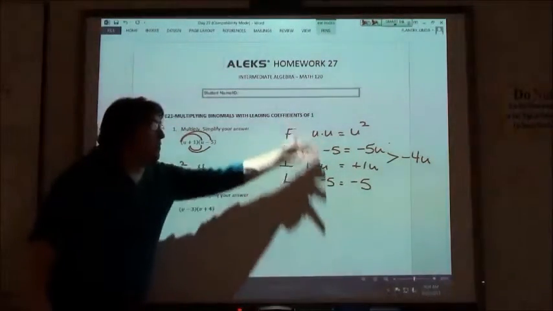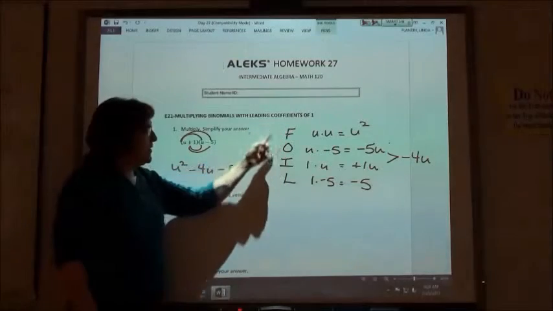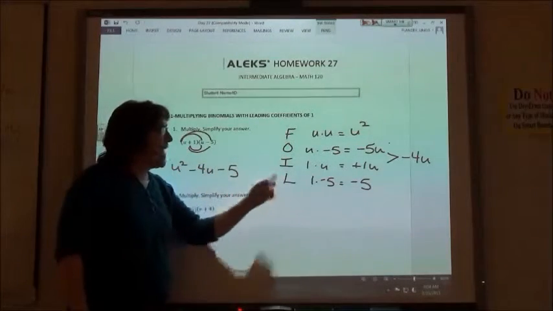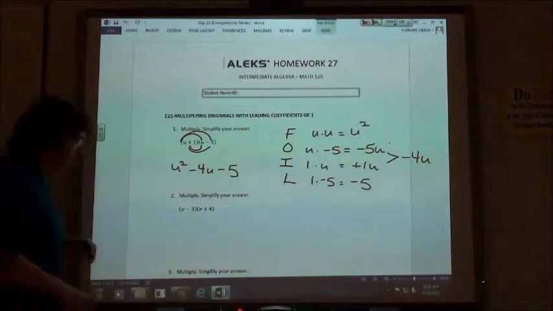Now, I really probably don't write that out every time, but just to explain what they're talking about for FOILing. The first, the outside, the inside, the last. It just gives you a pattern to follow so you can keep track of where you're at.